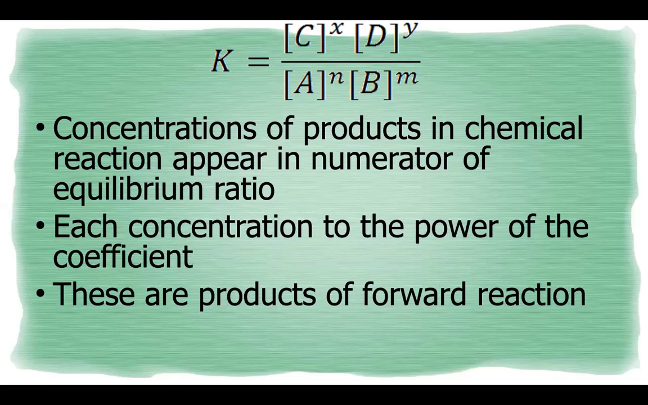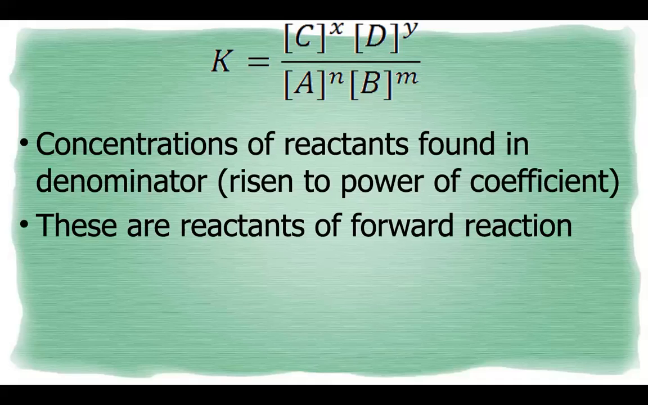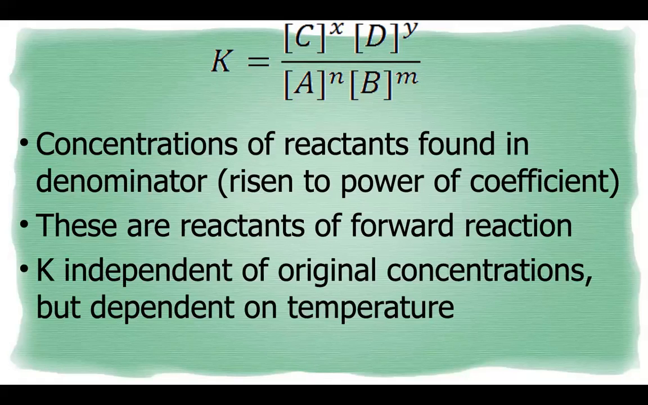So these are the products of the forward reaction. The reactants are in the denominator, again raised to the power of their coefficient. They're the reactants of the forward reaction. K is independent of the original concentrations, which makes sense because the original concentrations of the products would be 0. But it is dependent on temperature because temperature is a condition that can change reaction rate. If you change reaction rate, which is what we studied in the last chapter, then you're going to disturb equilibrium.